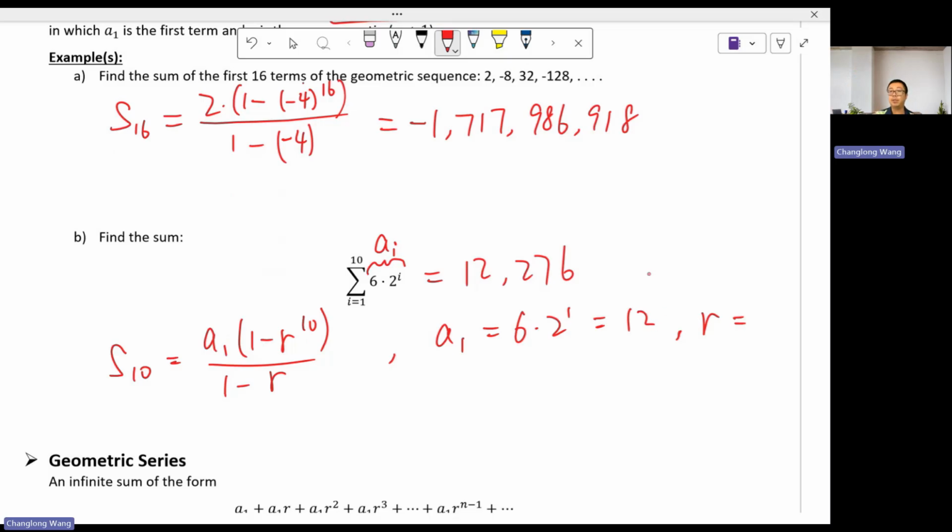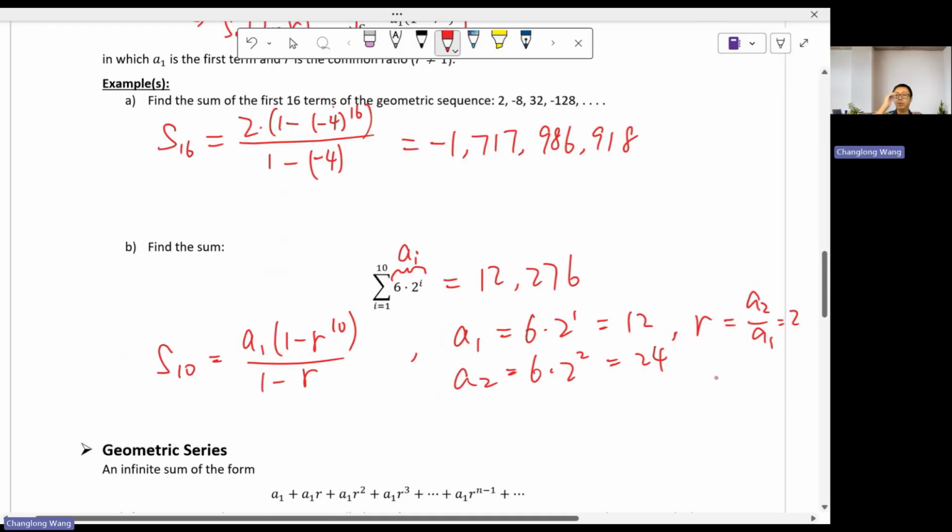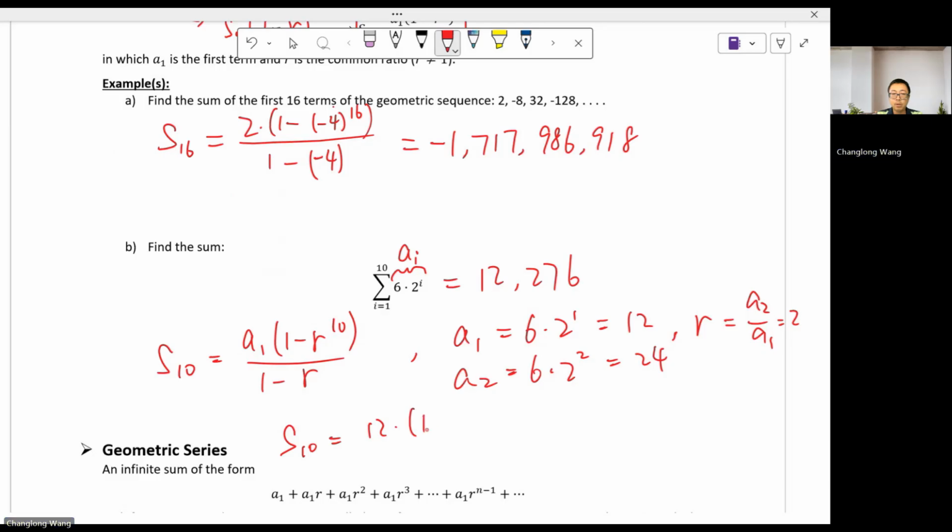But of course, if you want to be safe, get what a sub 2 is. What is a sub 2? 6 times 2 squared, which is 24, right? Divide and get yourself the common ratio, which is a2 over a1. If you know it's geometric, most likely it will tell you, but not always. Because now we have everything, right? So S sub 10 is a sub 1, that is 12, times 1 minus 2 to the 10th over 1 minus 2, and you do get the same thing.